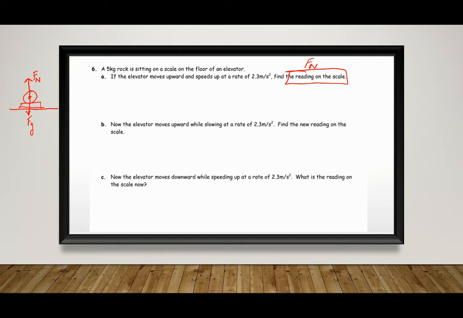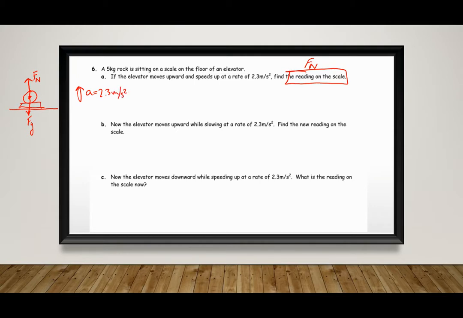Okay. So now when we look at this question, it says a 5 kilogram rock is sitting on a scale on the floor of an elevator. If the elevator moves upward and speeds up at a rate of 2.3 meters per second squared. So in this case, I have my acceleration is going up, okay? And it's going up at a rate of 2.3 meters per second squared.